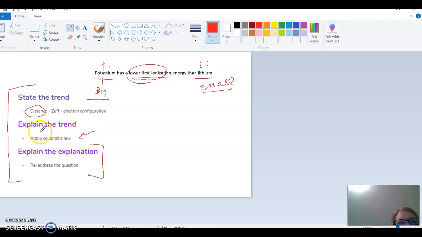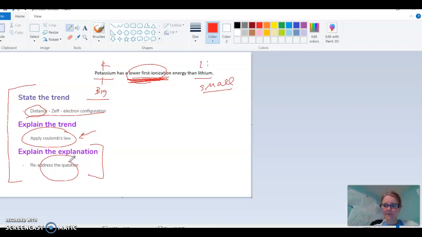Then you're going to somehow apply Coulomb's law, and then come back to the question. The question came back to first ionization energy. So my end sentence was talking about, therefore, boom, first ionization energy. Think of it in like 3 big parts. Hit a reason, apply Coulomb's law, make sure you're addressing the question somewhere. And that should kind of hit you home. Okay. So those are my 3 topics for you.